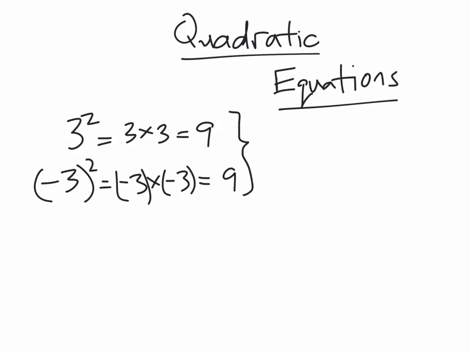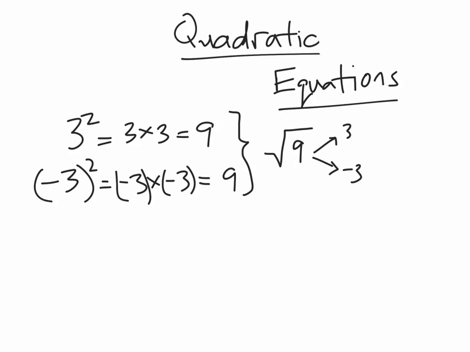So if I ask you in the reverse situation, what's the root of 9? Well, it could mean one of two things. It could be both 3 and negative 3, because both negative 3 times negative 3 makes 9, and 3 times 3 makes 9.